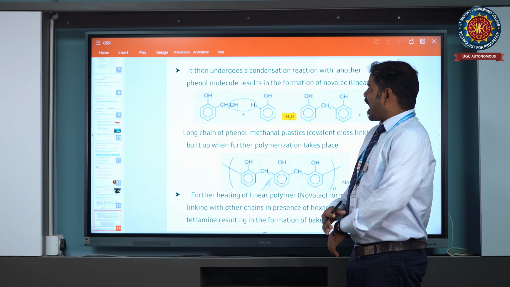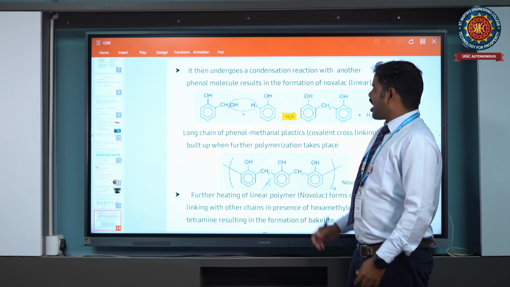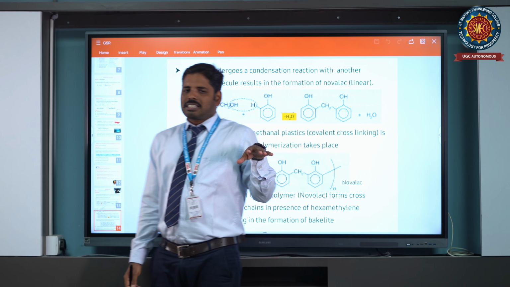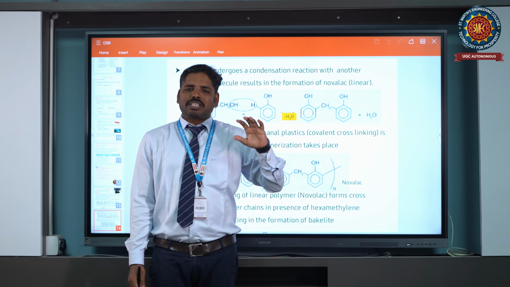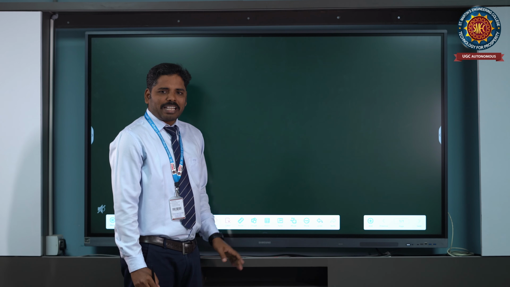Next, methylol phenol undergoes condensation reactions, reacting with another phenol molecule to form Novolac. Bakelite synthesis is followed by 3 steps. First step, the synthesis of methylol phenol.